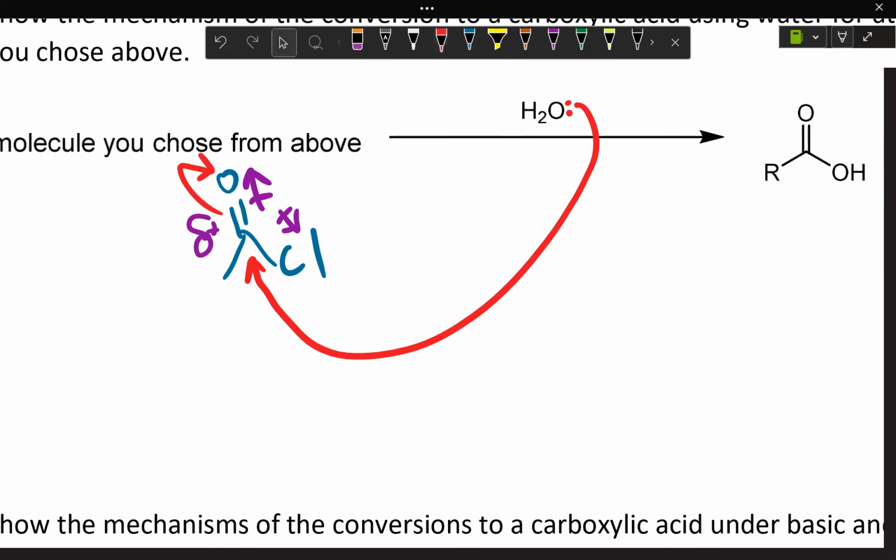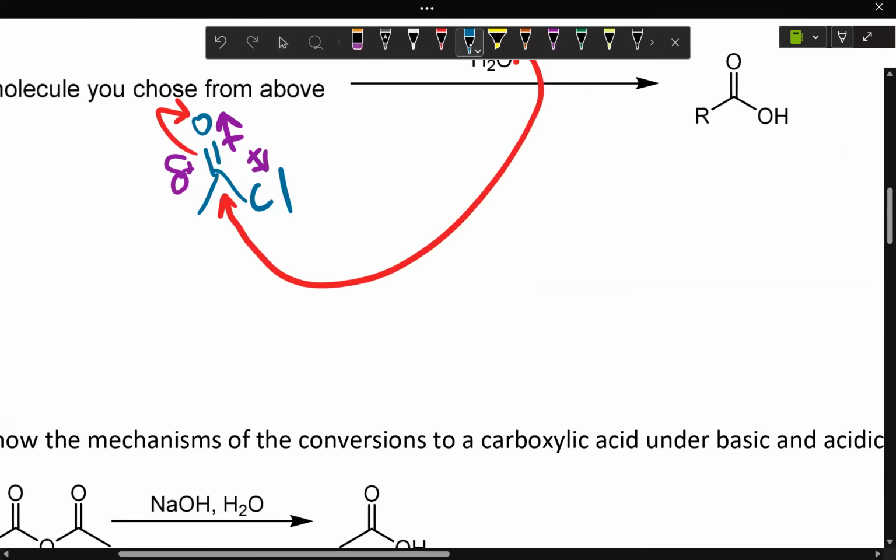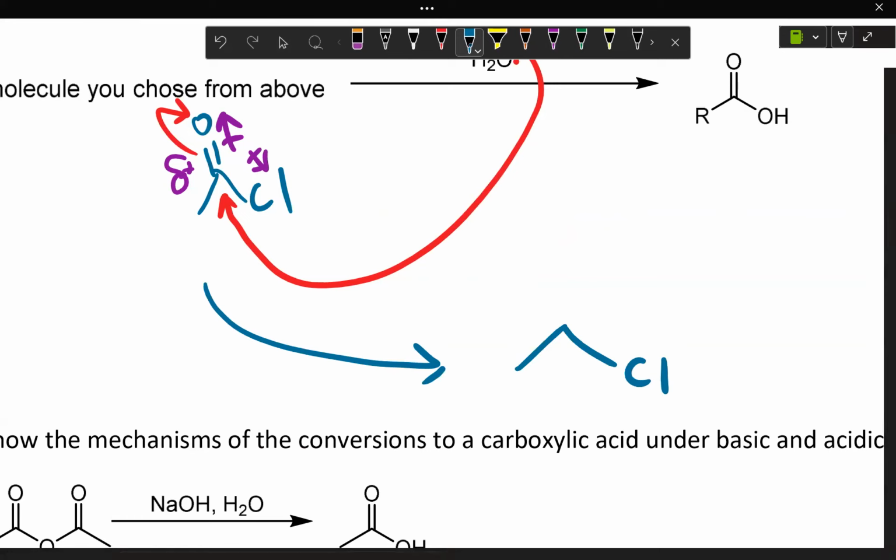So that's going to happen. The first step, water is going to attack the acid chloride. And then let's draw the result of that. We're going to have a zwitterion.